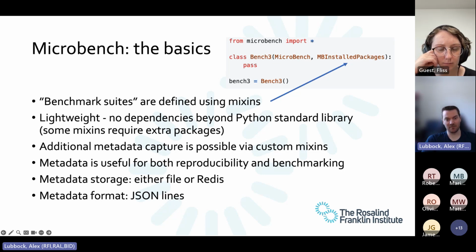The Microbench library is lightweight. There are no dependencies beyond the Python standard library, although some of the mix-ins do require some extra packages if they're needed for extra functionality. As I mentioned, it's useful for both reproducibility and benchmarking. You can store the results in a file or in a Redis database, and we could potentially add other centralized metadata stores if there was interest in doing that. And the metadata format is just in a JSON lines format, so you don't need Microbench itself to do any analysis. It's all in an open format, so it's easy to come back to later.